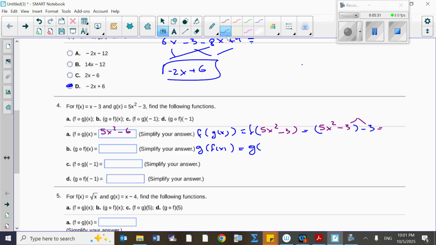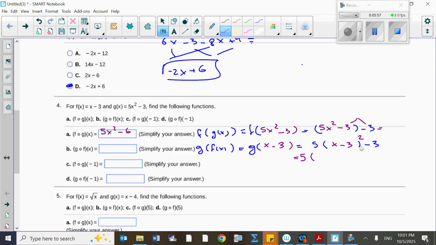So I keep the g. f of x will be the input of g this time, so x minus 3. g is supposed to be 5 times x squared minus 3. But what is my new x here? My new x is x minus 3. So now I can simplify this.